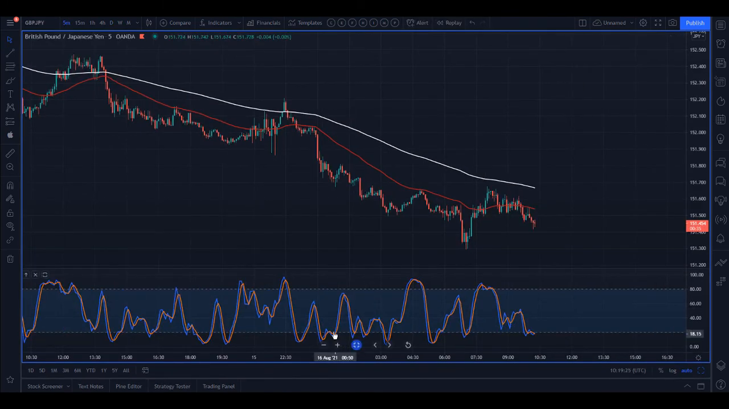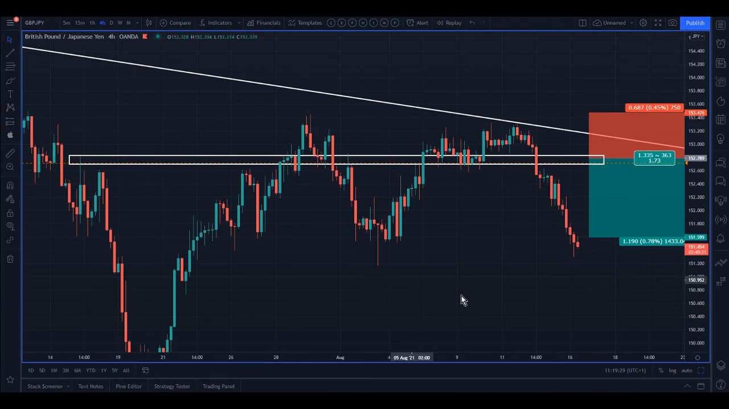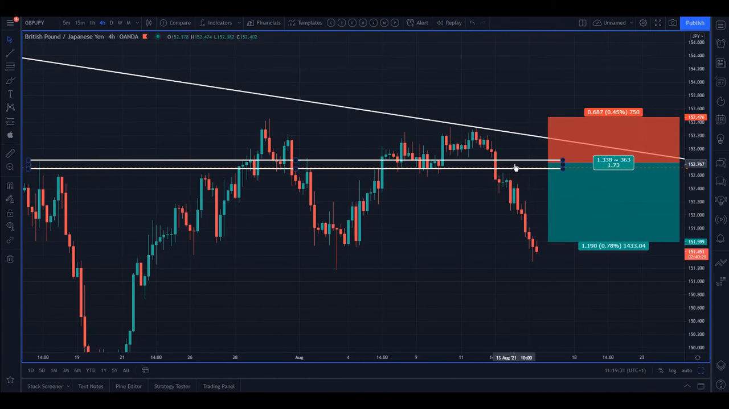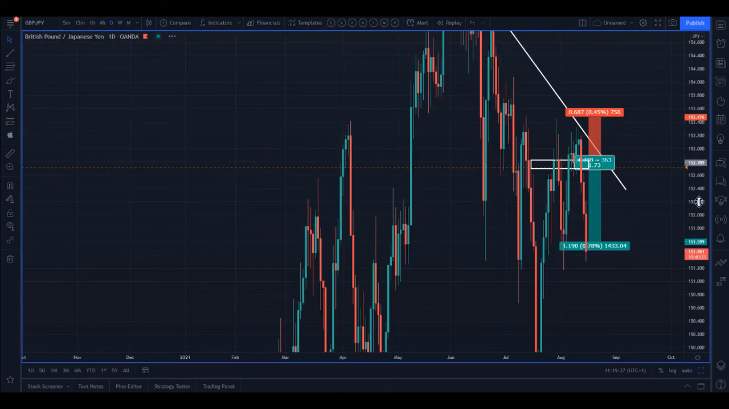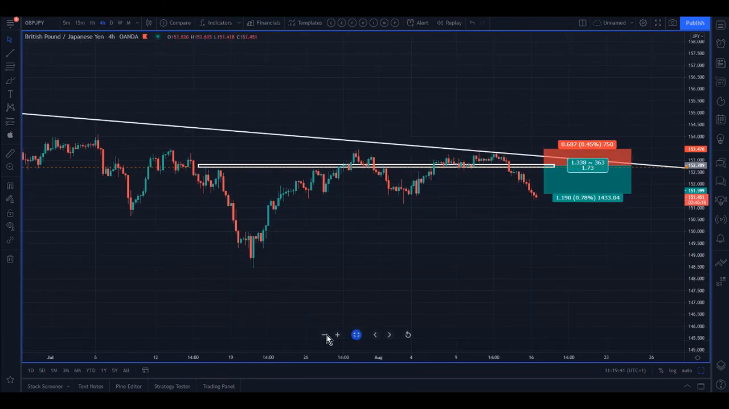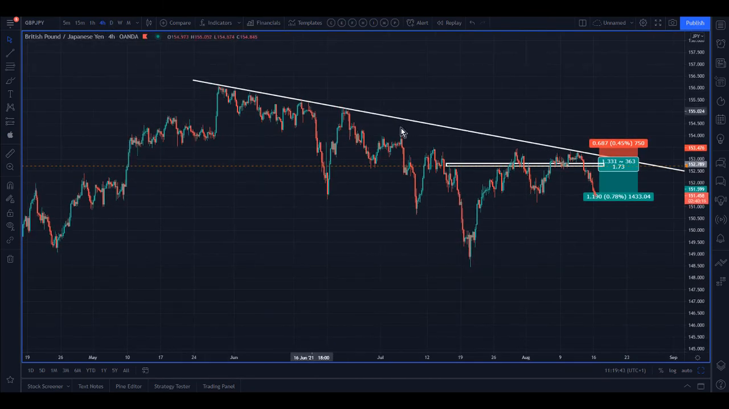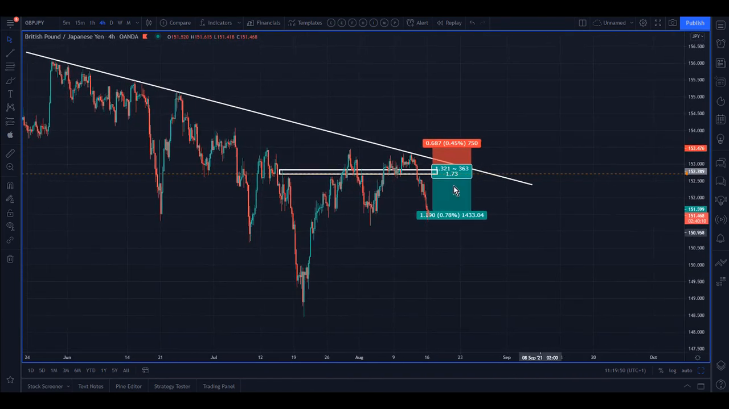Pound Yen hasn't done what I thought it was going to do, which was I wanted it to come back into this zone here. It's actually hit my target, but it hasn't triggered me in. Just trying to show you what I'm seeing anyway. But we do have this trend line here, look guys, bounced a number of times, and it's bounced here as well. Can still look for a correction.